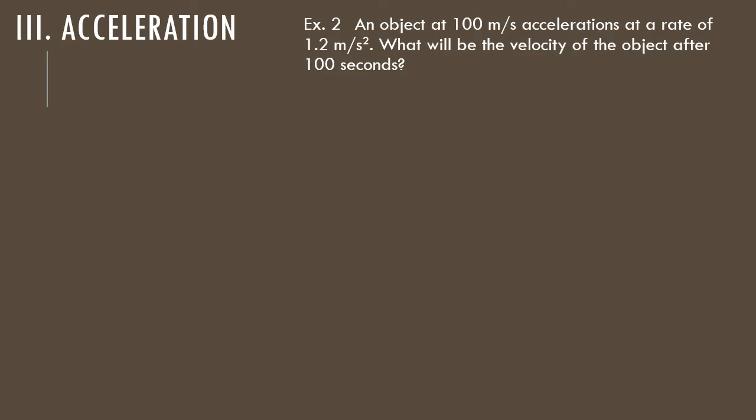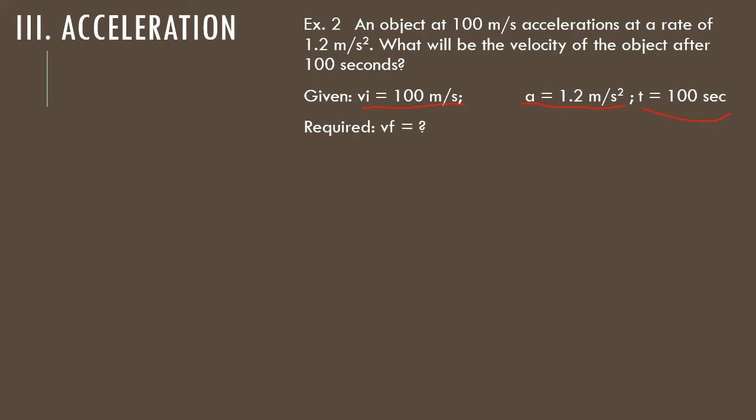So, let's have some examples. An object at 100 meter per second accelerates at a rate of 1.2 meter per second squared. What will be the velocity of the object after 100 seconds? So, our given are initial velocity is 100 meter per second, acceleration of 1.2 meter per second squared, time 100 seconds. The required is the final velocity after 100 seconds.